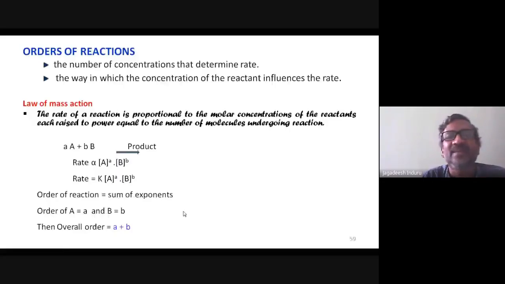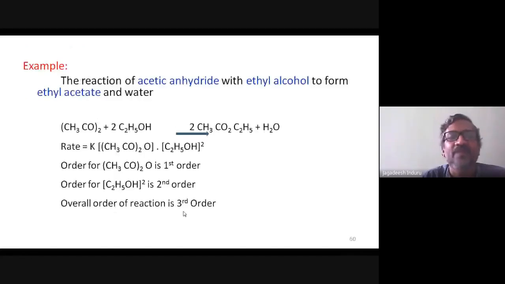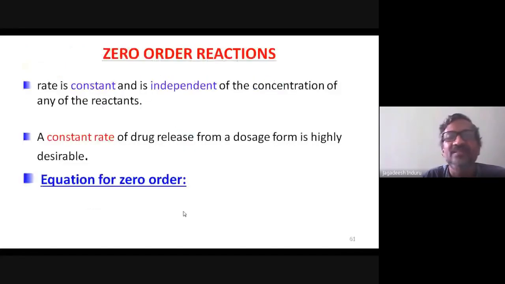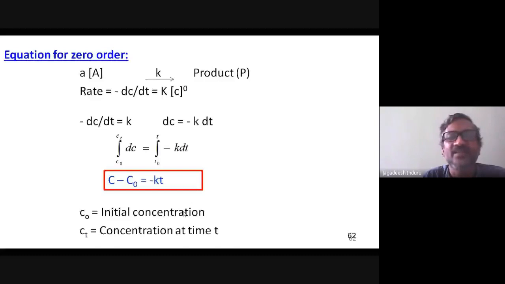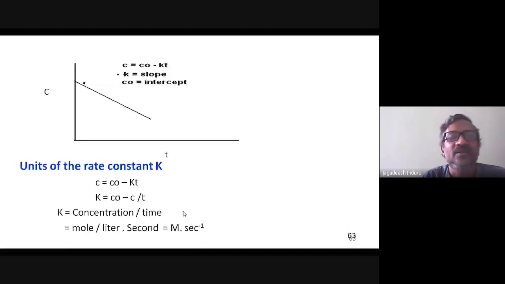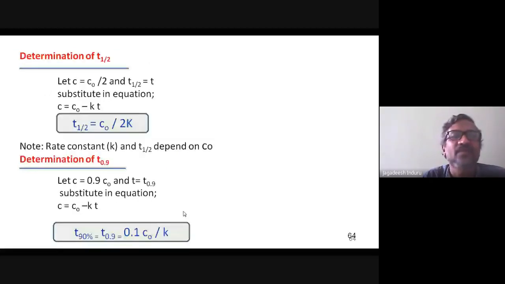So the first one is zero order, it is independent of any concentration. And we have seen this equation, we need to memorize it, there is no other option. We have already completed this portion. And there is a calculation for the T1/2 and your shelf life, that is T90. That will be given as C0 by 2K and 0.1 C0 by K. This one we are going to use. This is actually what we are going to have.